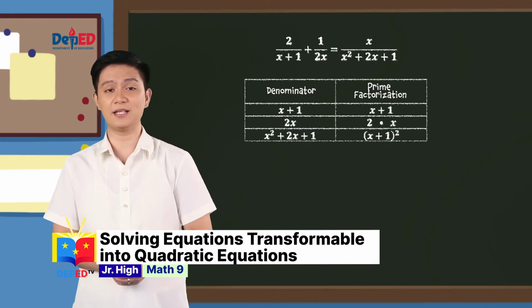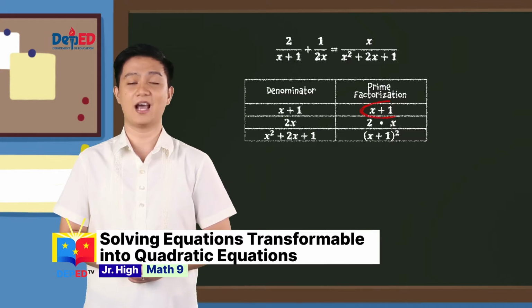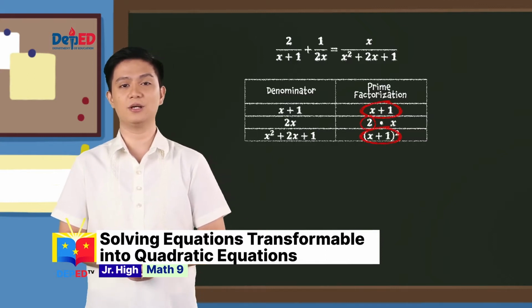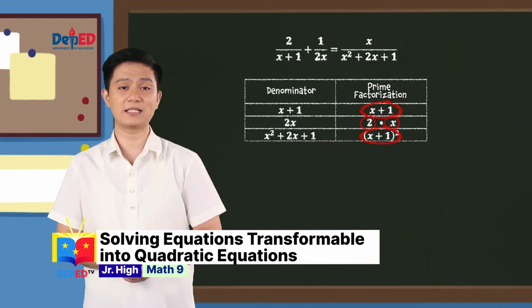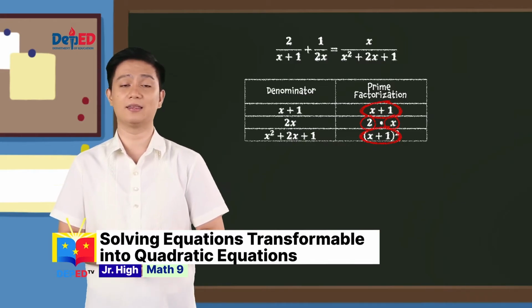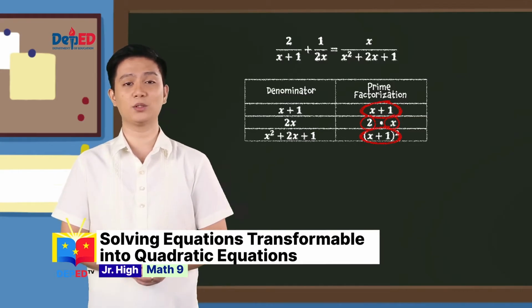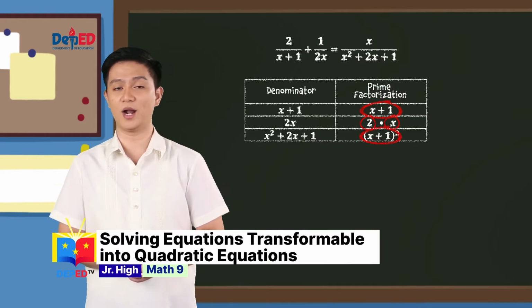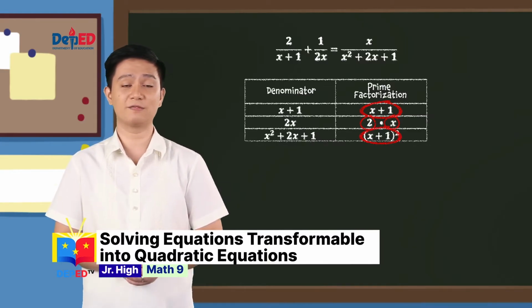What are the different bases that we see in the factorizations? We have x plus 1, 2, and x. What is the highest exponent of the base x plus 1 that appears in these factorizations? It is 2. What is the highest exponent of 2 that appears in these factorizations? It is 1. What is the highest exponent of x that appears in these factorizations?